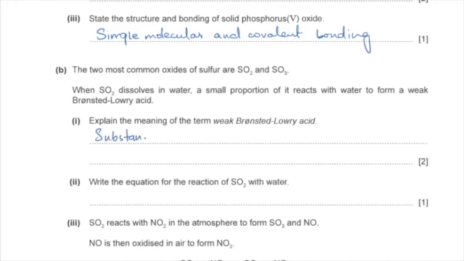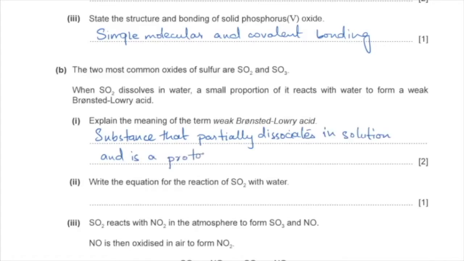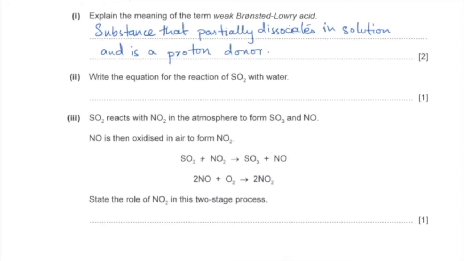a substance that partially dissociates in solution and is a proton donor. Part 2, write an equation for the reaction of sulfur dioxide with water. So sulfur dioxide plus water, that gives us sulfurous acid, which is H2SO3.